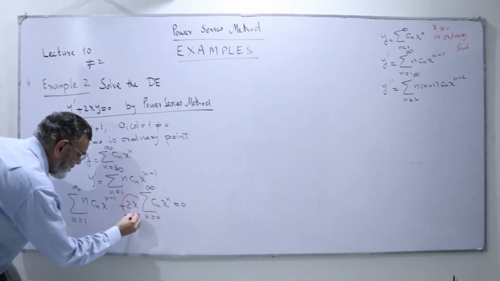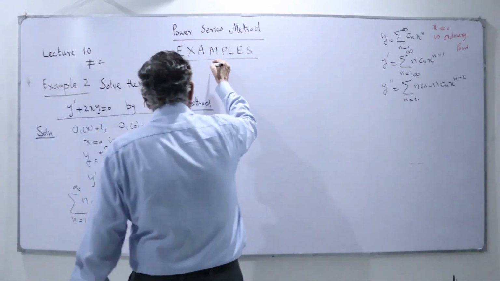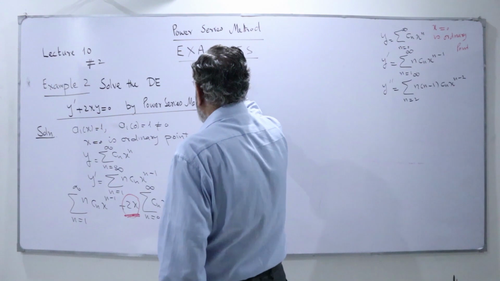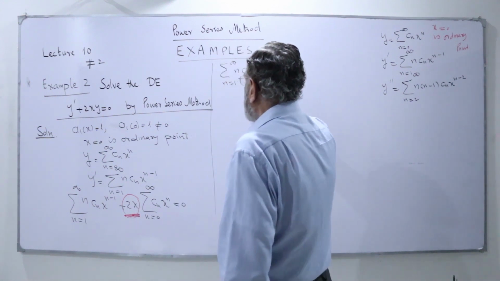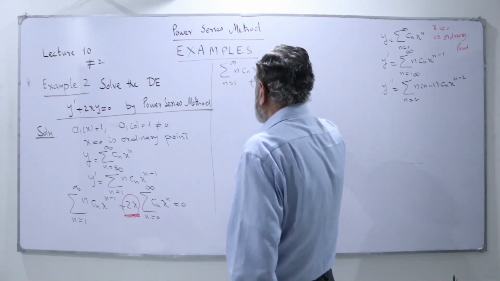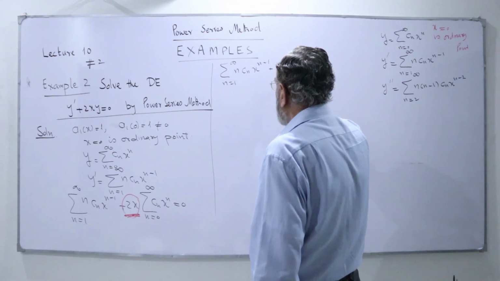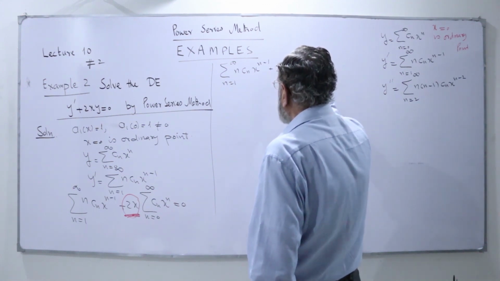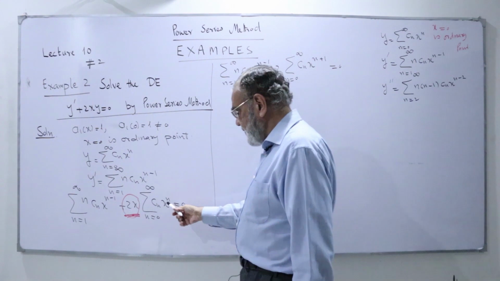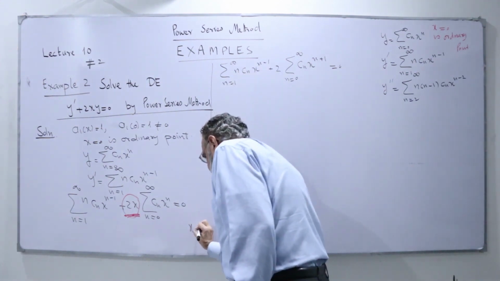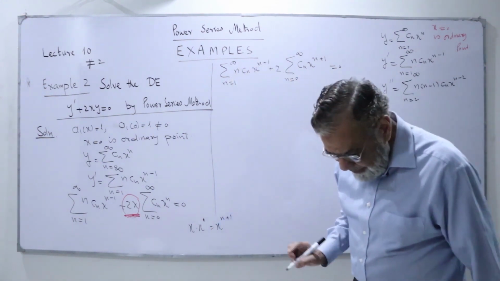So we take this inside, and the modified form of our differential equation is sigma n from 1 to infinity n cn x to the power n minus 1, which is my y dash, plus 2 outside, sigma n from 0 to infinity cn x to the power n plus 1, because we have taken the x and multiplied x into x to the power n, which becomes x to the power n plus 1. So next step, we are discussing the method.